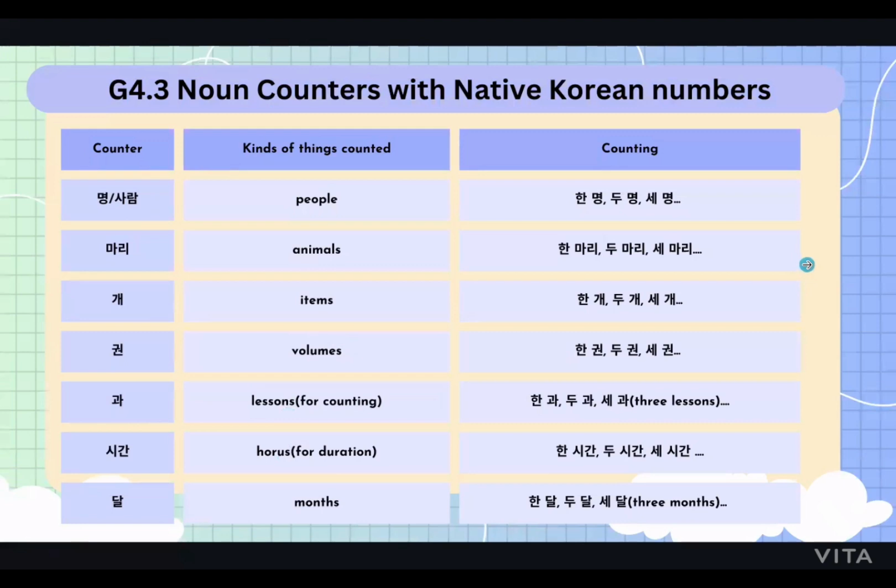Teacher Nina, my students always ask me, how can I memorize these noun counters? When you try to memorize all these noun counters without context, it may be hard. So what I recommend is to try to make sentences or a dialogue and then think about, in this case, what should I use? The counter for people, 명, 사람. What about animals? 마리. So in the native Korean number group, you can use the proper noun counter, right?